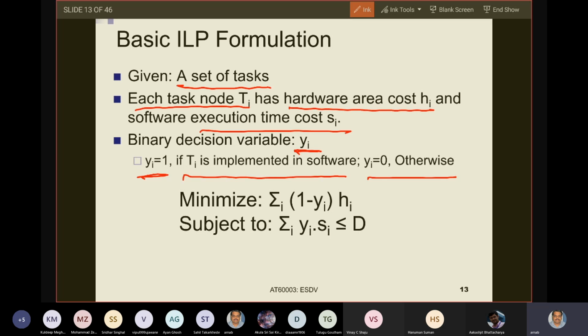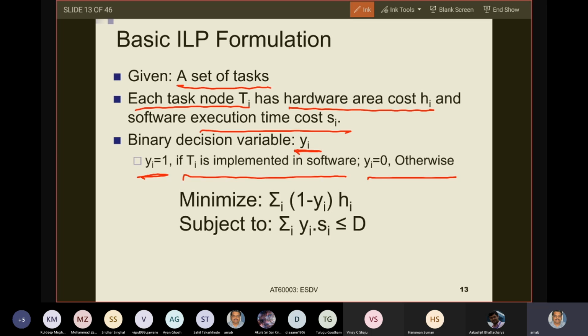So these 0, 1 valuations, the combination of these 0, 1 value combinations of these n tasks gives me a distinct solution. So how many different solutions are possible? I have two options for each task. So I have 2 to the power n different solutions. So immediately you can see that the number of possible solutions is exponential in the number of tasks, right? If you have n tasks, you can have 2 to the power n possible hardware software partitioning solutions.